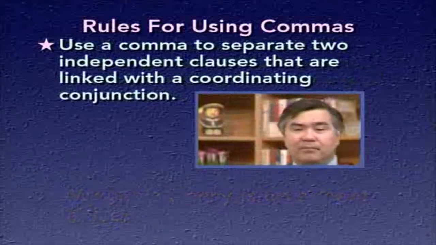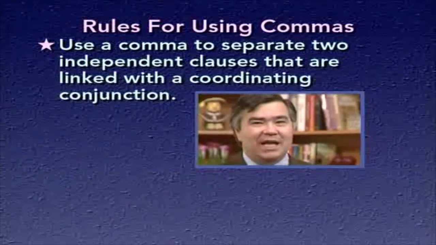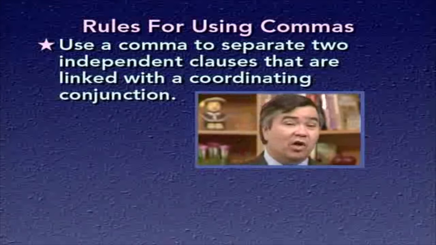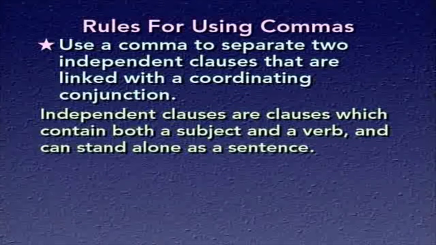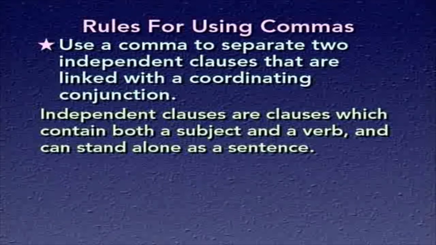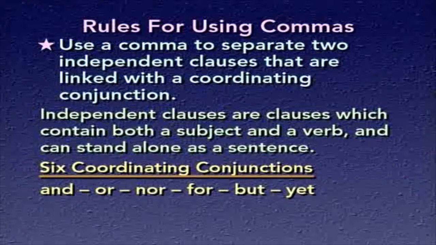Our next comma rule. Use a comma to separate two independent clauses that are linked with a coordinating conjunction. Now, you'll recall that independent clauses are clauses which contain both a subject and a verb and can stand alone as a sentence. An independent clause could appear as a sentence all by itself, but sometimes we do link independent clauses in larger sentences. One way of linking two independent clauses to create a larger sentence is by using a coordinating conjunction. There are 6 coordinating conjunctions: and, or, nor, for, but, and yet.